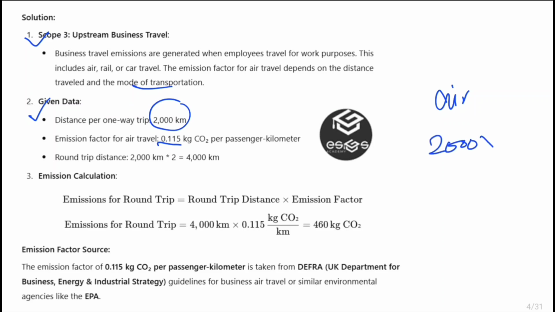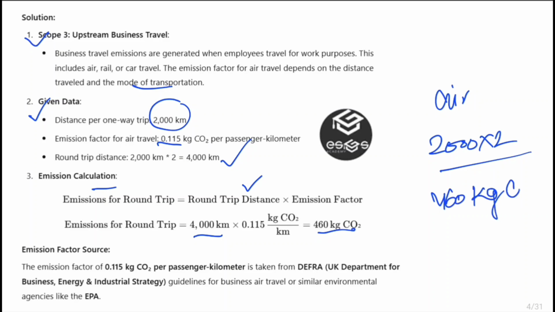Okay, so round trip distance will be multiplied by 2000 into 2, so it will be 4000 kilometers. Okay, and the emission calculation will be, so emissions for round trip total, whatever the distance is multiplied with emission factor, so 4000 kilometers into 0.115 kilogram CO2 per kilometer, so it will be like 460 kilogram CO2.